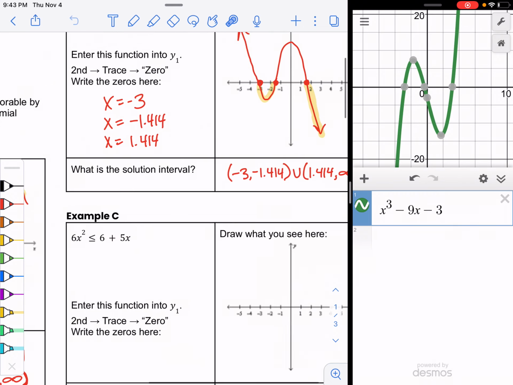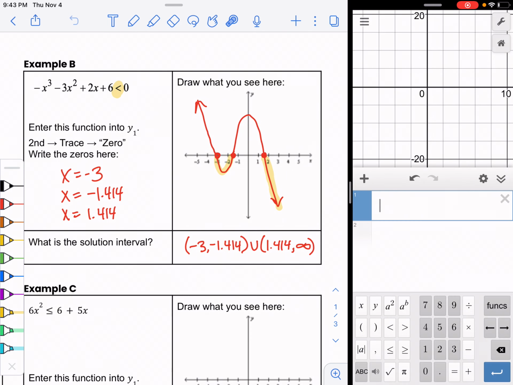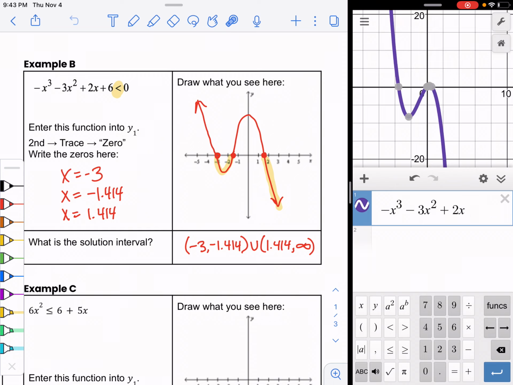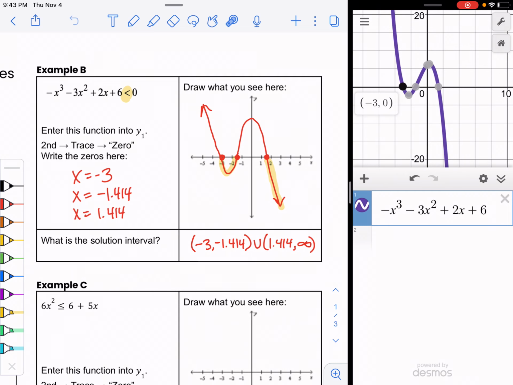Cool. So let's look at another one. We have this one here. So I'm going to type it in. Negative x to the power of 3 minus 3x squared plus 2x plus 6. And we want to go ahead and find those solutions. We see one at -3 here. We see one at negative 1.4. We see one at positive 1.4. So those are graphed right here, and right here.